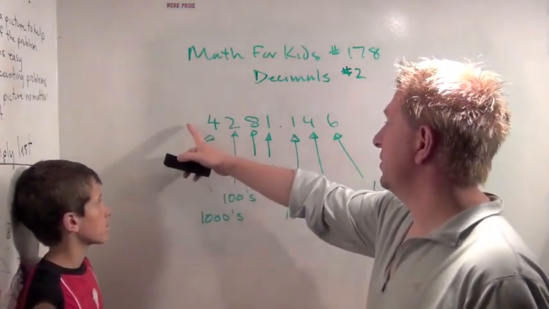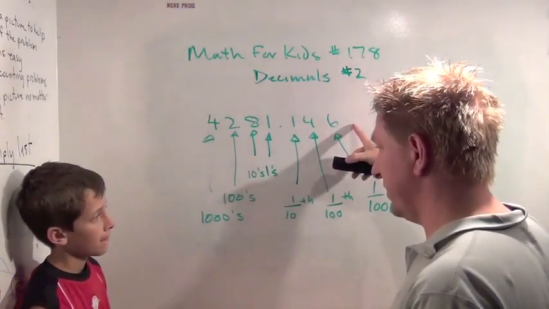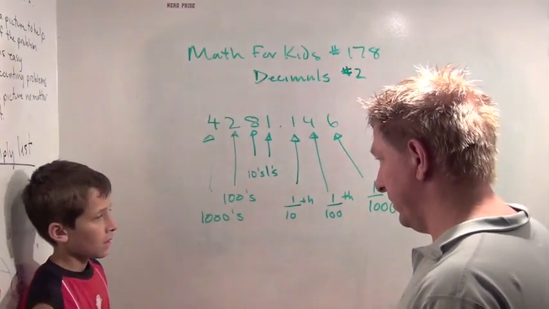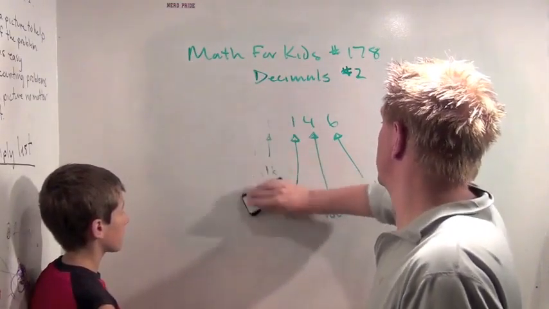What would be the next digit over here? What place would that be? 10,000. And what would be the next digit over here? 1/10,000. Okay, that's awesome. And let's see what that means.